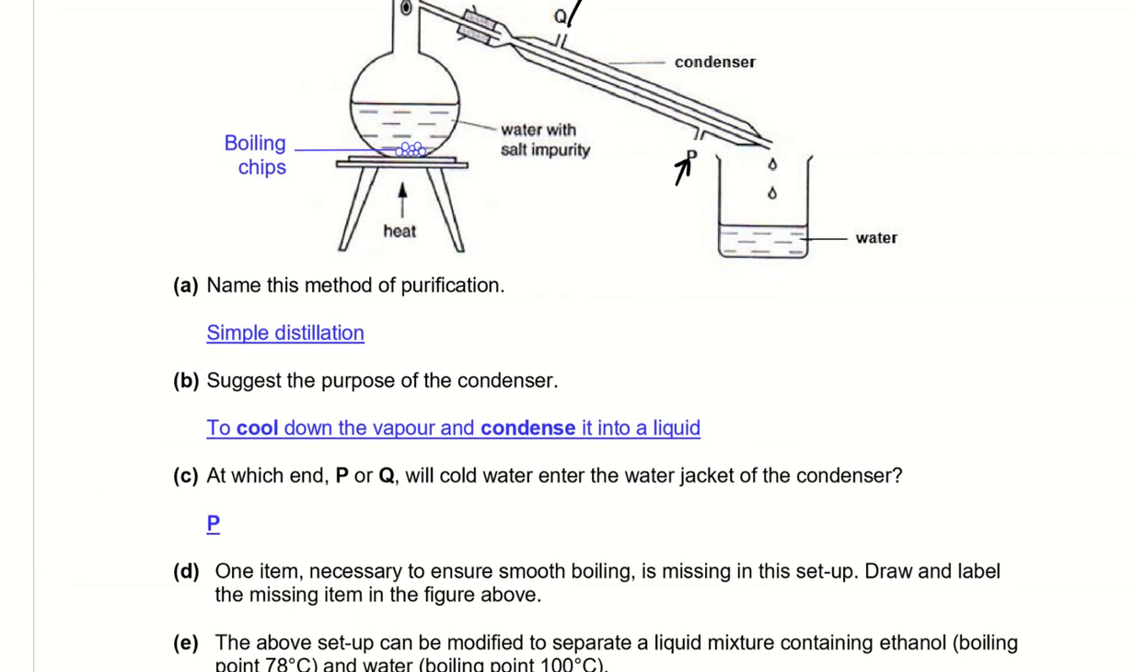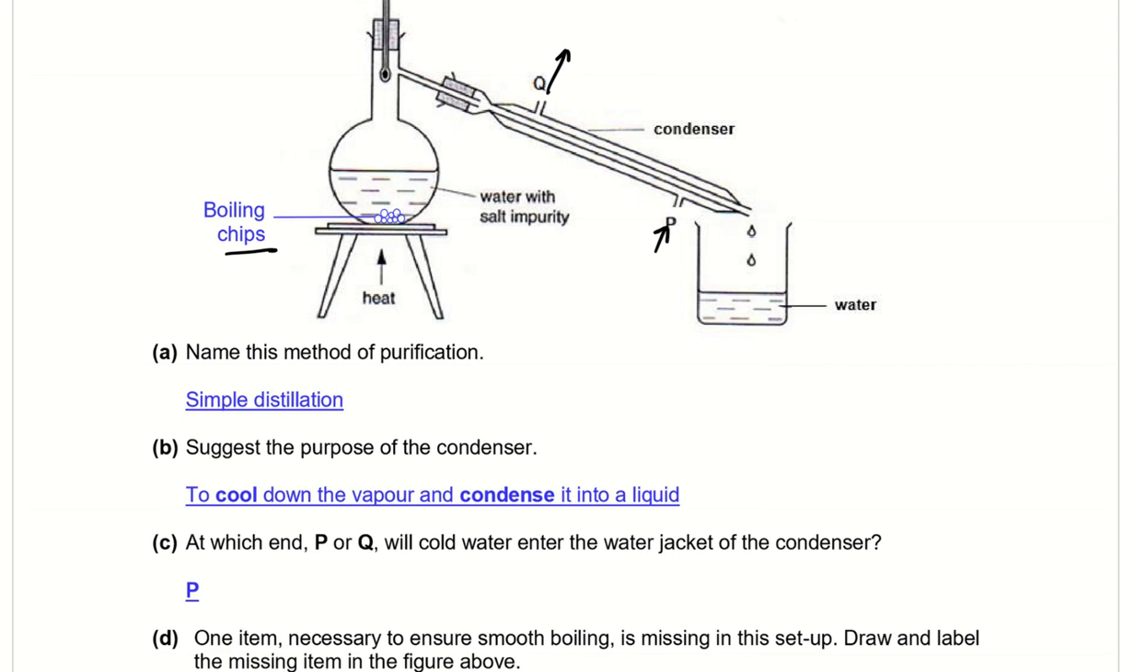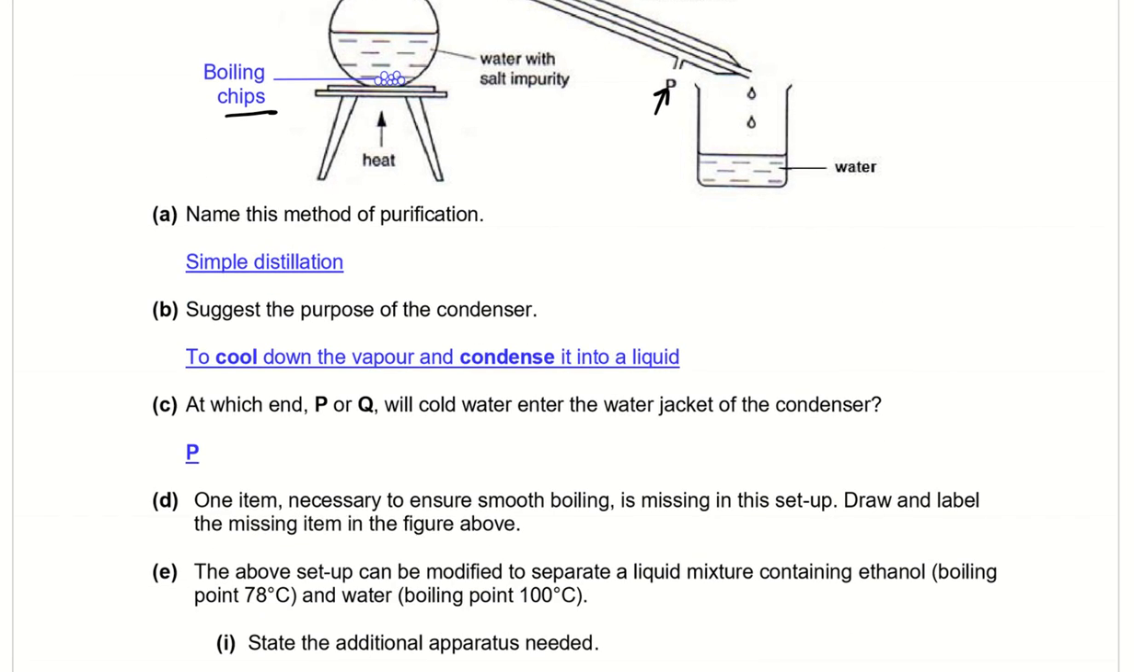And lastly, one item necessary to ensure smooth boiling is missing in this setup. Draw and label it in the figure above. So what is it? If you need to recall, you can go back to the previous video and take a look at it, and you'll notice that the boiling chips are missing in this diagram to ensure smooth boiling.